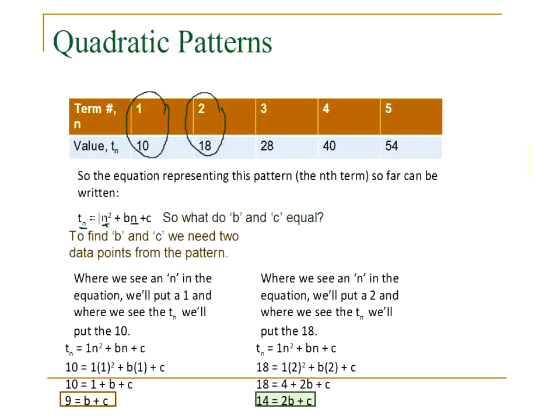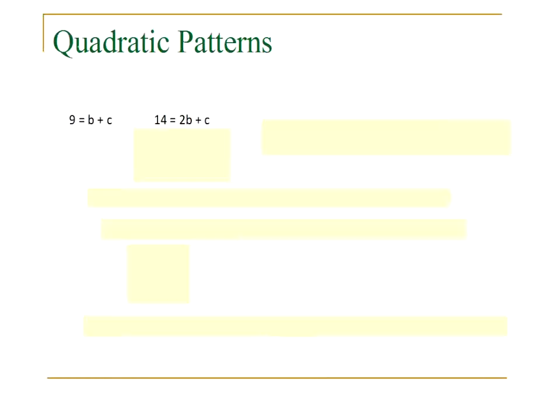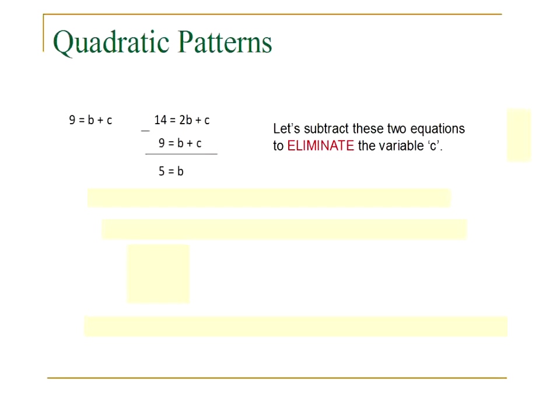Subtract that from both sides, and I get 14 equals 2b plus c. So there are 2 equations with those 2 unknowns. Well, this is what we did last week. I'm going to subtract, and I will always subtract here to eliminate the c values. When I bring this 9 equals b plus c down here and subtract these equations, 14 subtract 9 is 5, 2b subtract b is just b, and the c subtract c is 0. So now I know my b value.